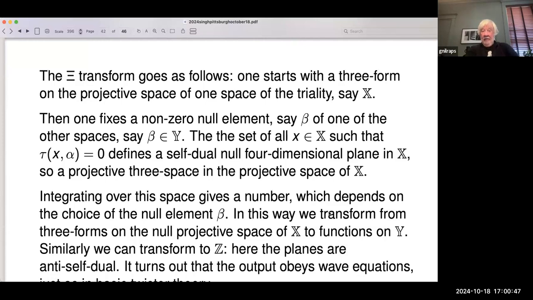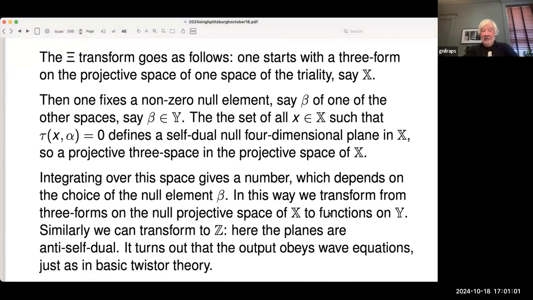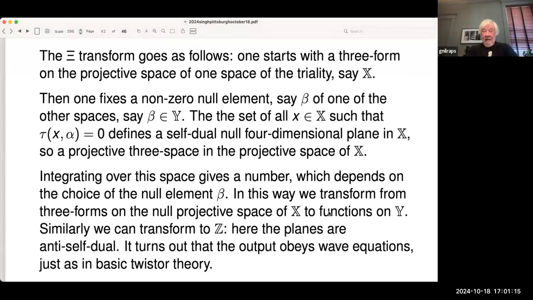So in fact, you can go both ways. You can go from X to Y and X to Z. And so you end up with a triangle of transformations from X to Y to Z, and Z back to X. Just like in twistor theory, you end up obeying wave equations. So the conclusion is, or should be, that these are something to do with physics. The space of interest, as you said, is 6-dimensional. It's the projective space of the null split octonions, if you might say.